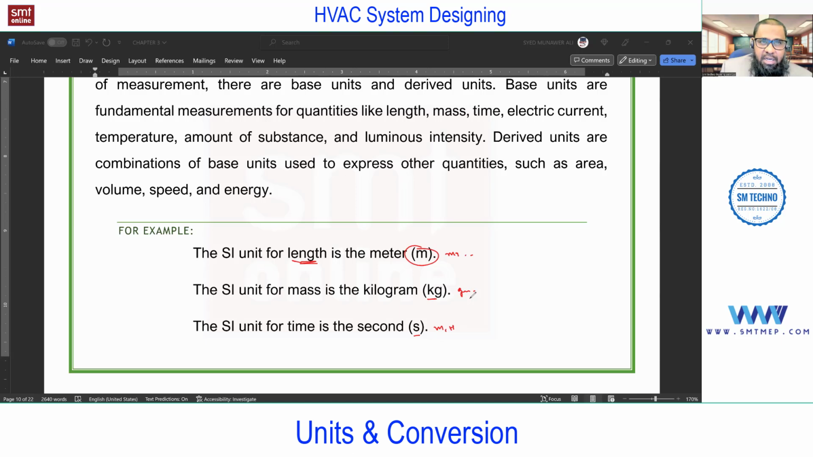So in the year, I think the 90s, many countries held a meeting and decided to use one base unit from that metric, and that is nothing but SI. So SI is not new. It's derived from metric only.